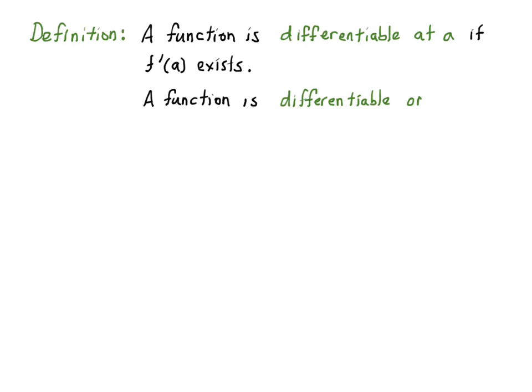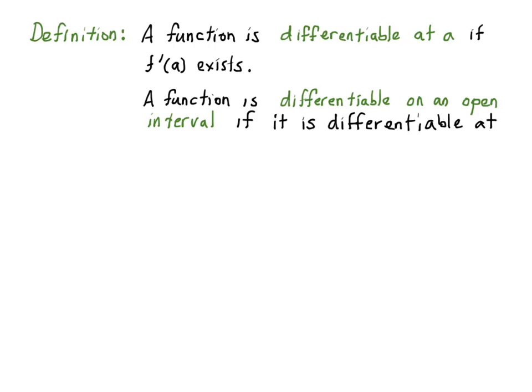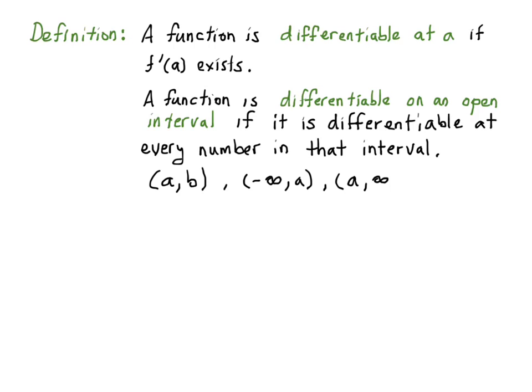And then we can also talk about being differentiable on an open interval if it's differentiable at every point in the interval. So if we look at this particular function, 1 over x, it's not differentiable at x equals 0, but it is differentiable on the open interval 0 to infinity, or negative infinity to 0. We have some place where we don't have a slope, so we can't say it's differentiable there.